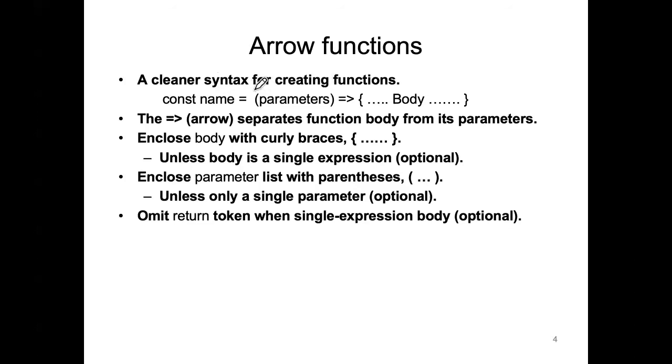So the actual keyword function doesn't appear at all. So you have your parameter list, your arrow, hence the name. The arrow separates your parameter list from the body of your function. You still need the curly braces to wrap the body of the function, as was always the case.